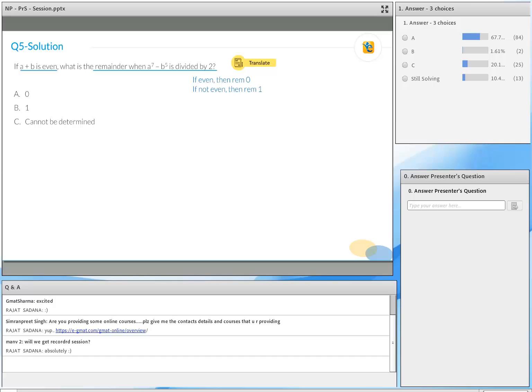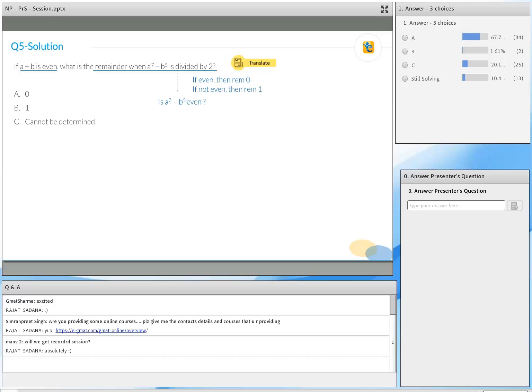So if this term a to the power 7 minus b to the power 5 is even, then the remainder is going to be 0. If it's not even, then the remainder is going to be 1. Right? So essentially that's what the question is asking. What we need to figure out is, is a to the power 7 minus b to the power 5 even?